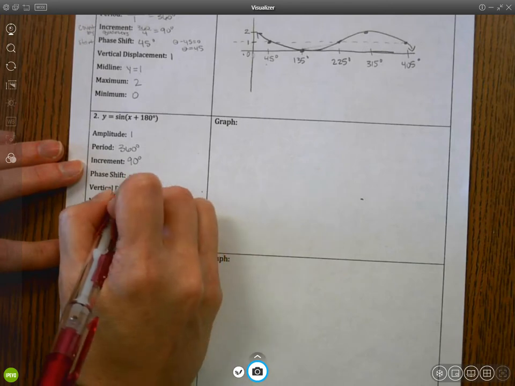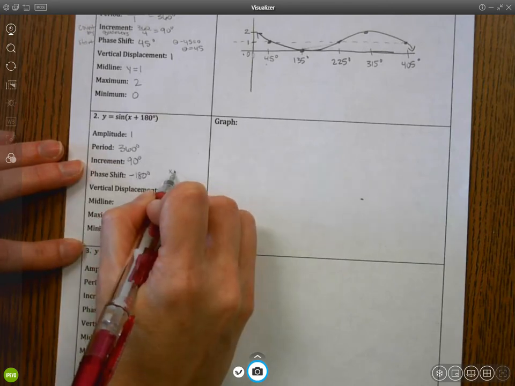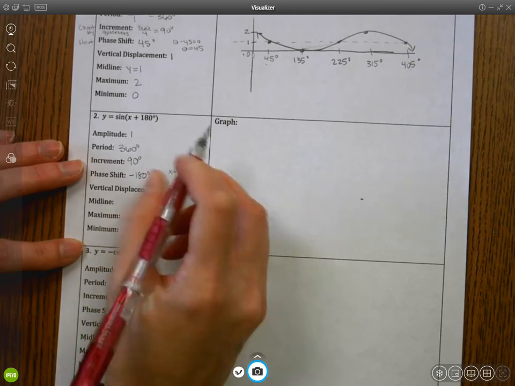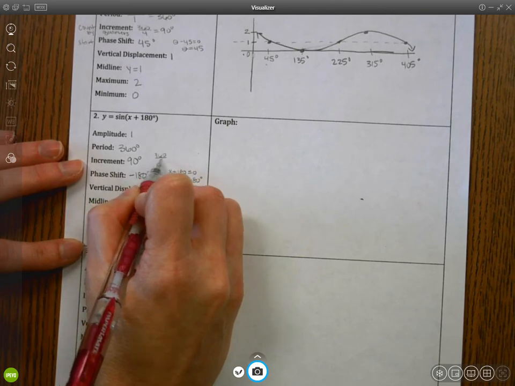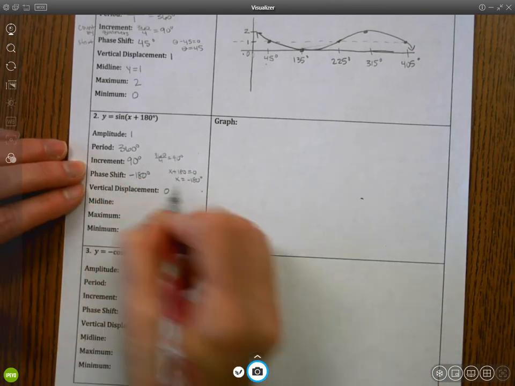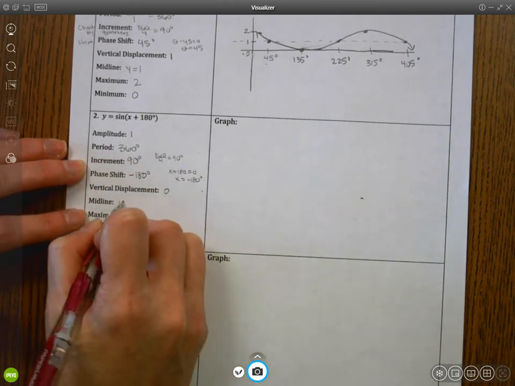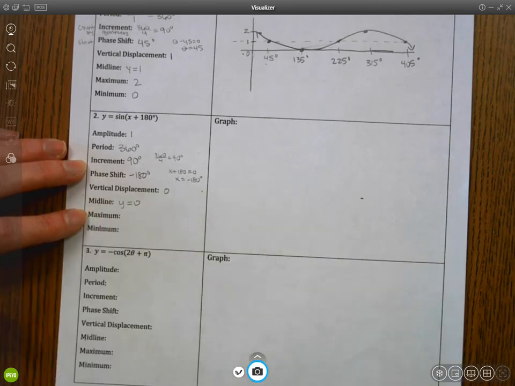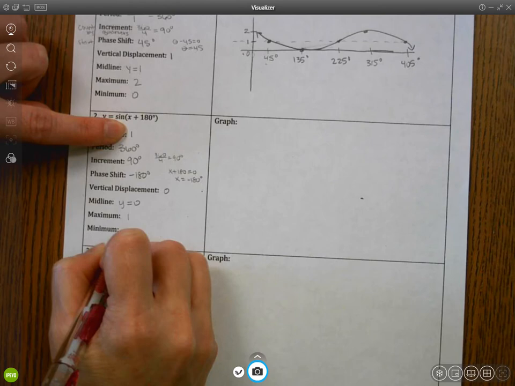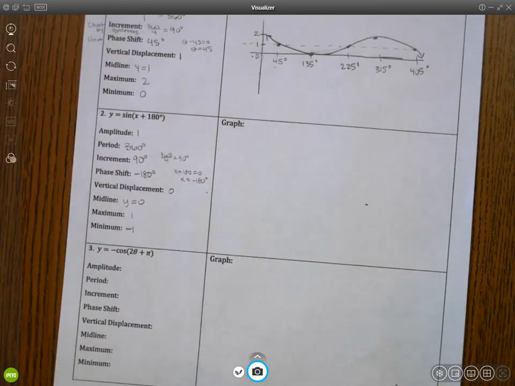Our phase shift is negative 180 because if you take this and set it equal to 0, you get negative 180. Our vertical displacement is 0 because there's no extra number added or subtracted, which means our midline is y equals 0. Our maximum is 1, and our minimum is negative 1. 0 plus 1 is 1, 0 minus 1 is negative 1.